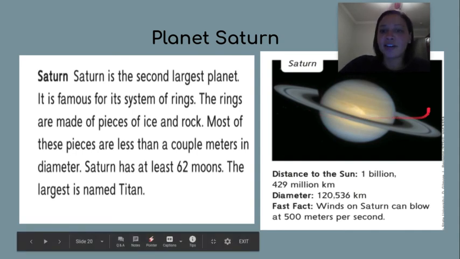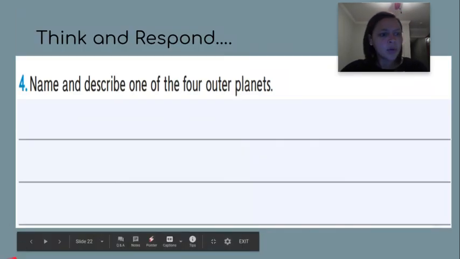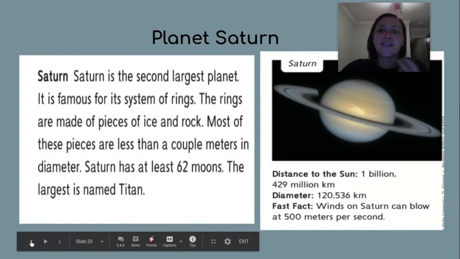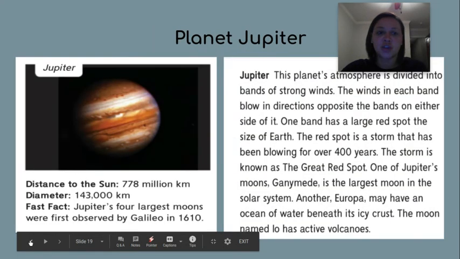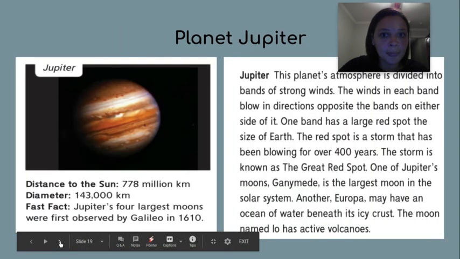Okay, so Saturn is famous for its rings. That might be one of the reasons why you might be able to identify this planet right away, because you notice its rings.